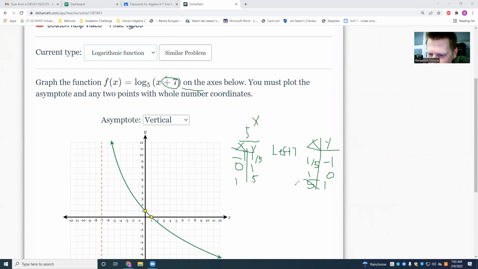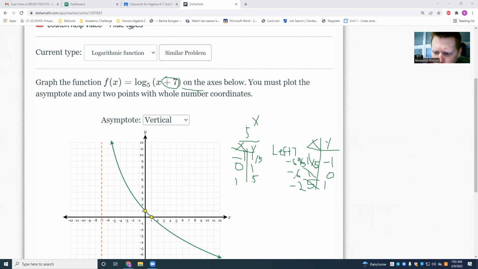So like 5 minus 7 would now be -2. 1 minus 7 would now be -6. 1/5 minus 7 would be -6 and 4/5. But like I said, you could probably not plot that point if you don't want to deal with a fraction. I mean, 2 points in theory is enough as long as you can see which way it's going with your asymptote, but get as many points as you need to on your quiz.